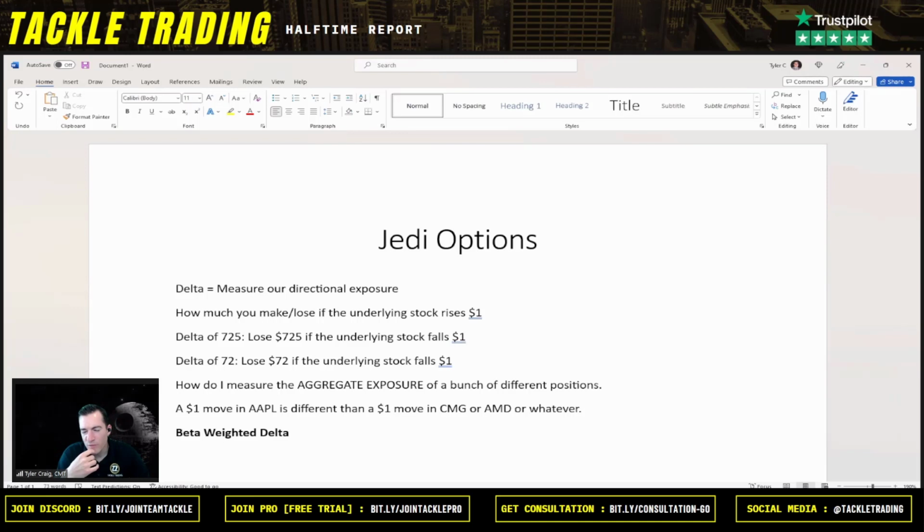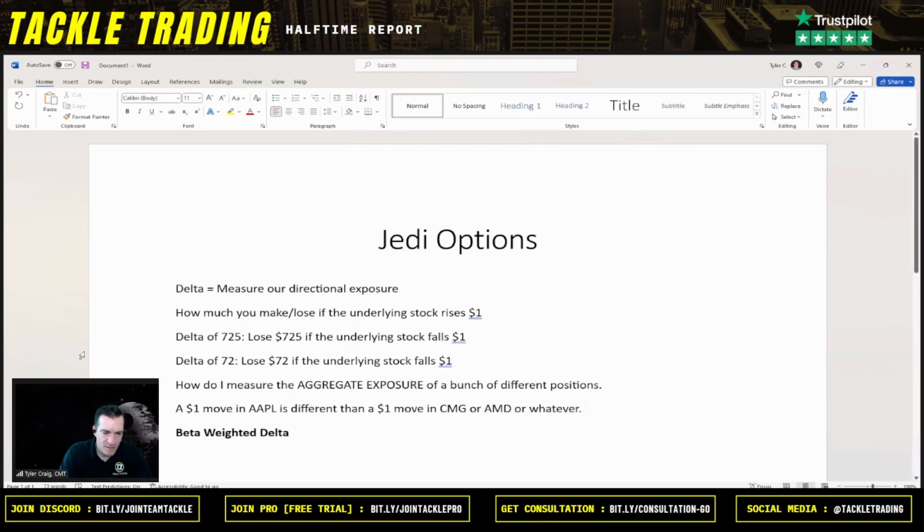Why is a $1 move in Apple and CMG and AMD different? If it wasn't obvious, they're different prices. CMG is like $2,000 right now. $1 is nothing on CMG. If it was a $20 stock, $1 represents a 5% move. And so it's relative to the stock price. They also have different volatilities. Even if Apple and CMG and AMD were all $50 stocks, maybe Apple moves a lot every day and AMD barely moves. So you have to adjust for volatility.